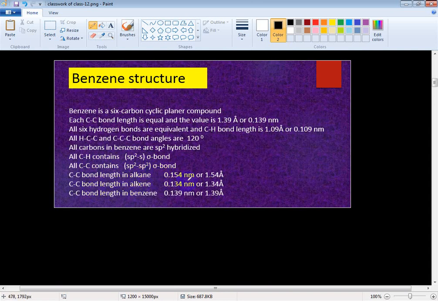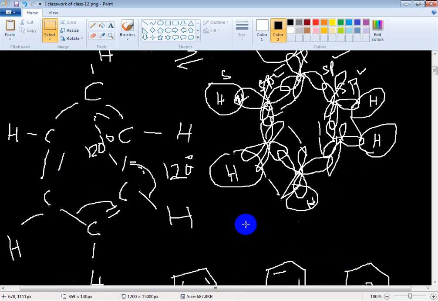The carbon-carbon bond length in alkane is 1.54 angstrom. In alkene the bond length is 1.34 angstrom. Alkane contains single bonds, so its carbon-carbon bond length is the highest, 1.54 angstrom. The carbon-carbon bond length in benzene is 1.39 angstrom, so it is in the middle between a single bond and a double bond. Not single bond, not double bond.